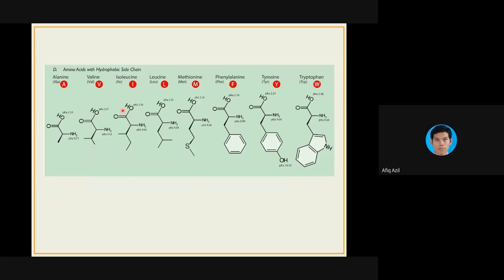And then we also have amino acids with hydrophobic side chain. Hydrophobic side chain will make the solubility decrease. So you have alanine, valine, isoleucine, leucine, methionine, phenylalanine, tyrosine, and also tryptophan. All of these side chains are hydrophobic, meaning that they are also considered to be non-polar. So this concludes the 21 types of essential amino acids.